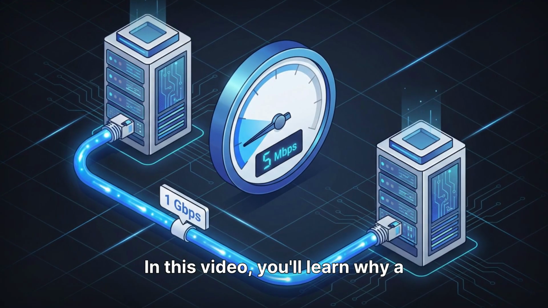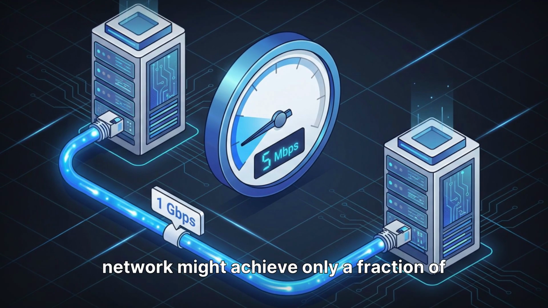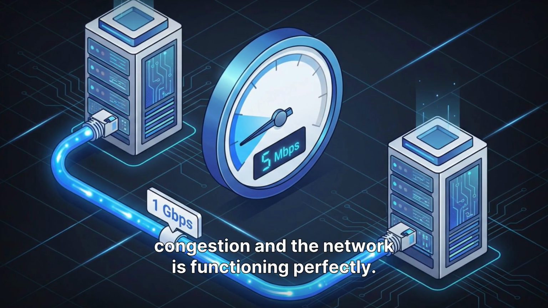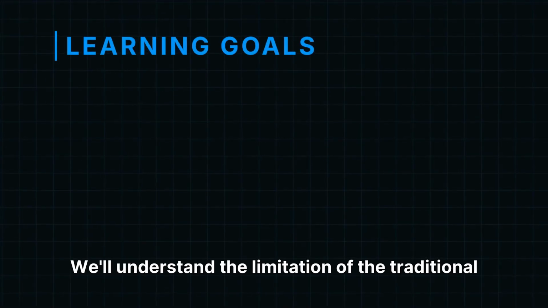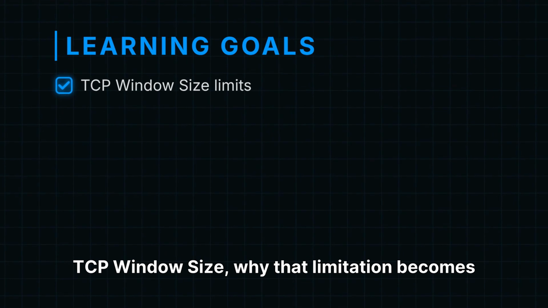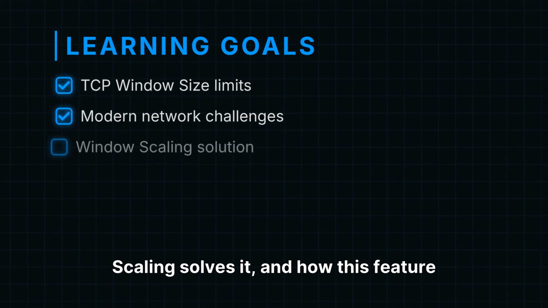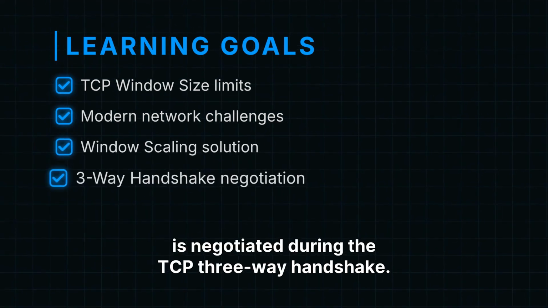In this video, you'll learn why a TCP connection running on a 1 gigabit per second network might achieve only a fraction of that speed, even when there is no congestion and the network is functioning perfectly. We'll understand the limitation of the traditional TCP window size, why that limitation becomes a problem on modern networks, how window scaling solves it, and how this feature is negotiated during the TCP three-way handshake.